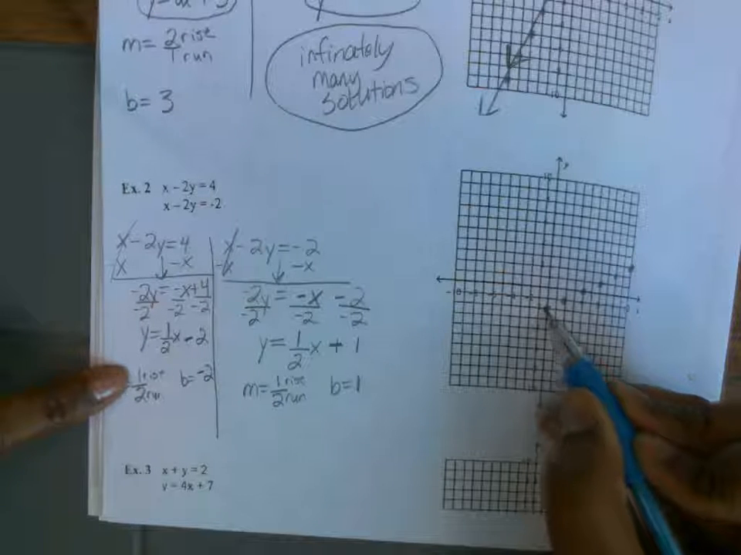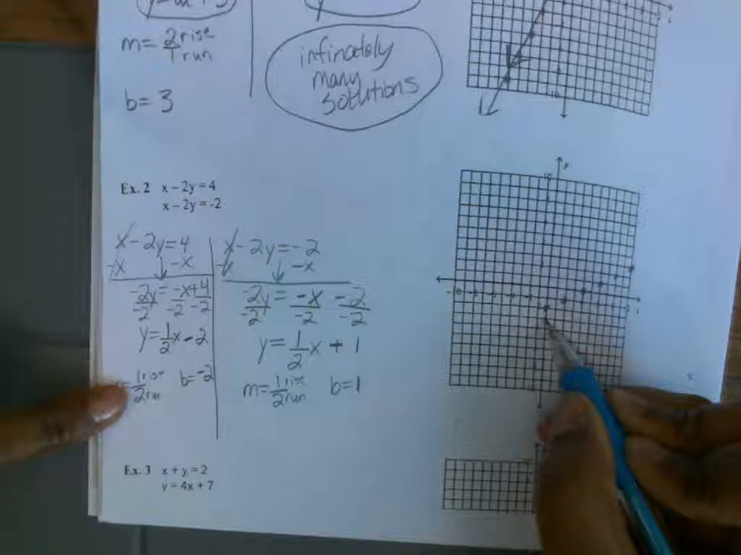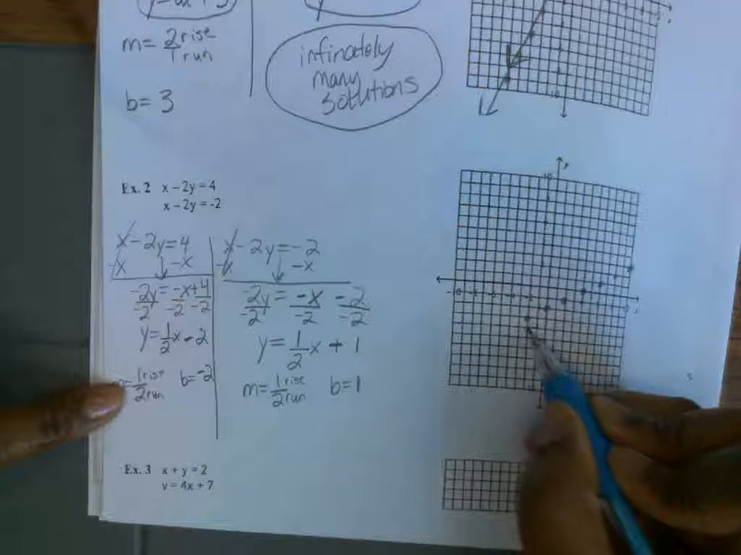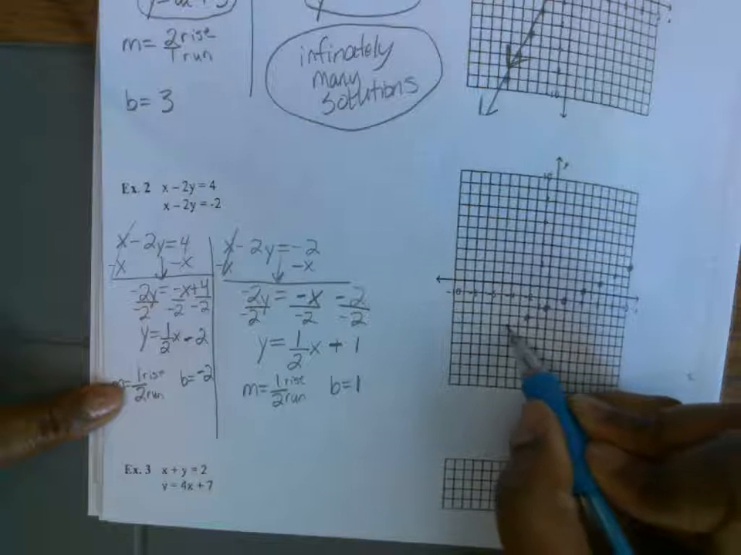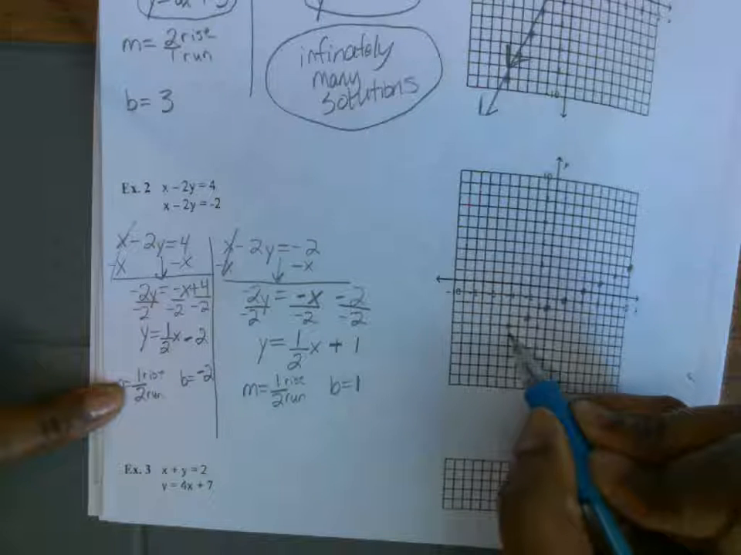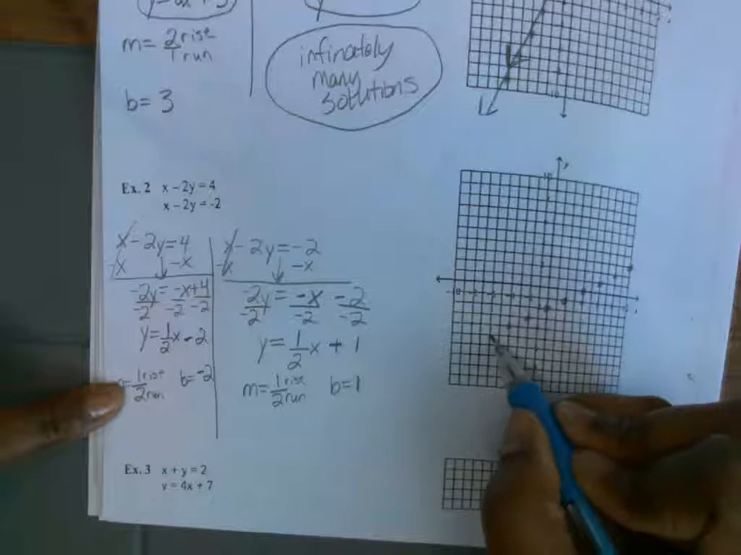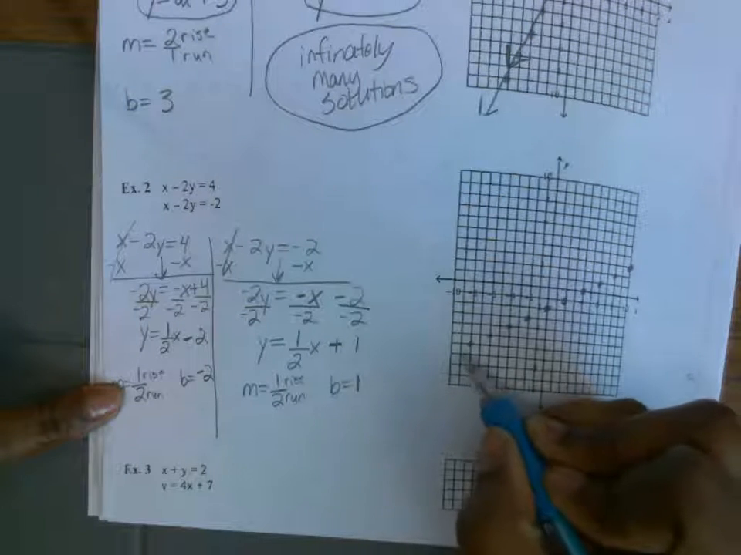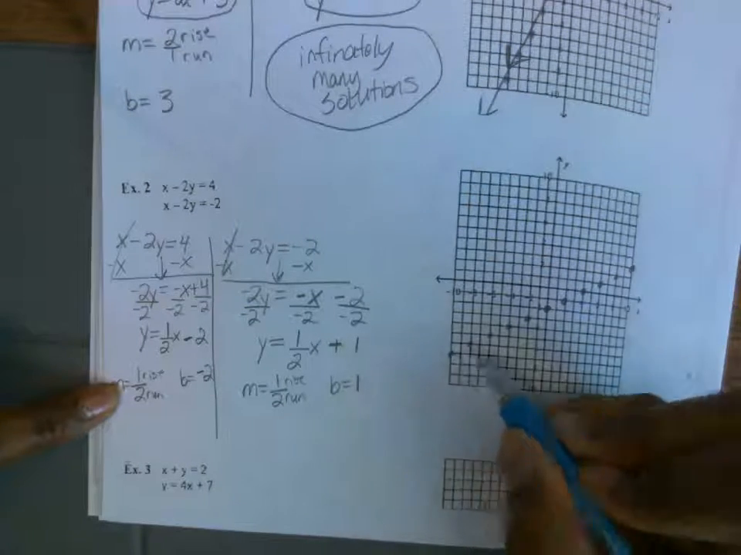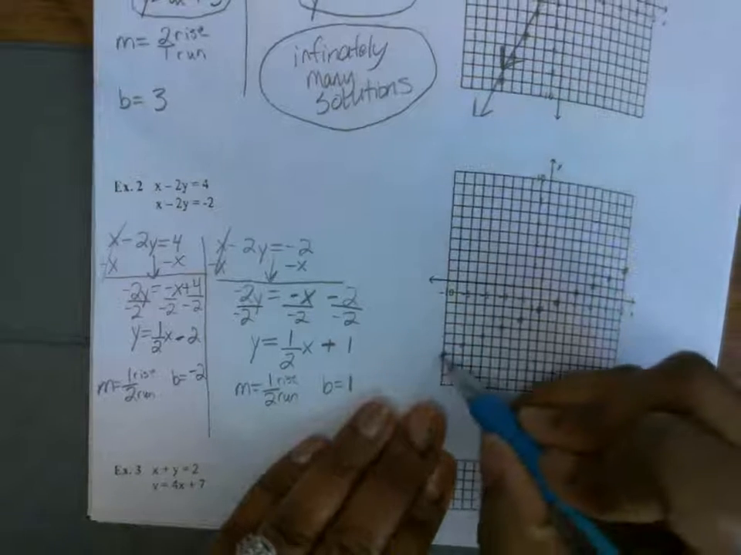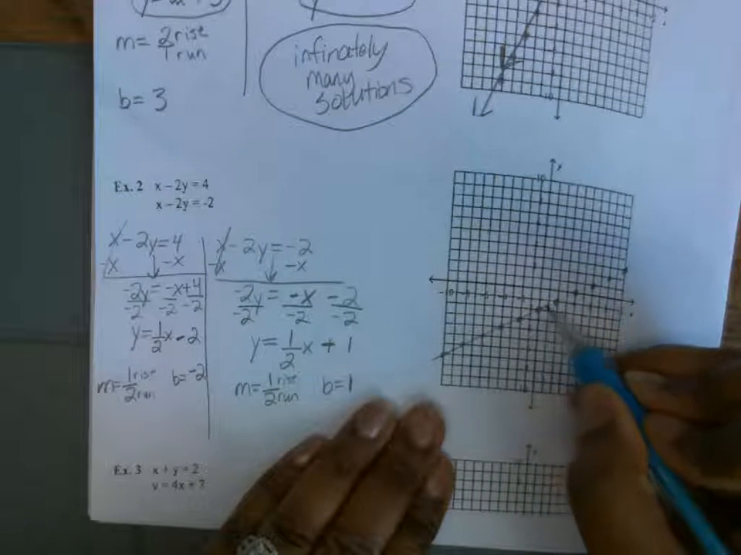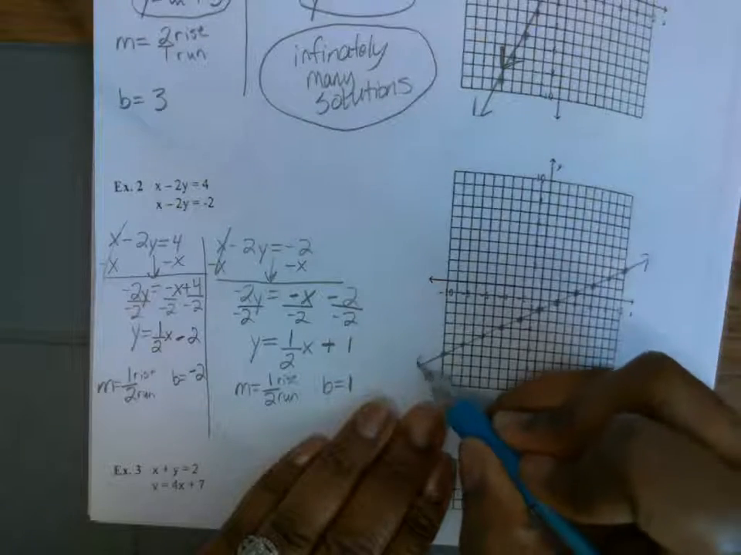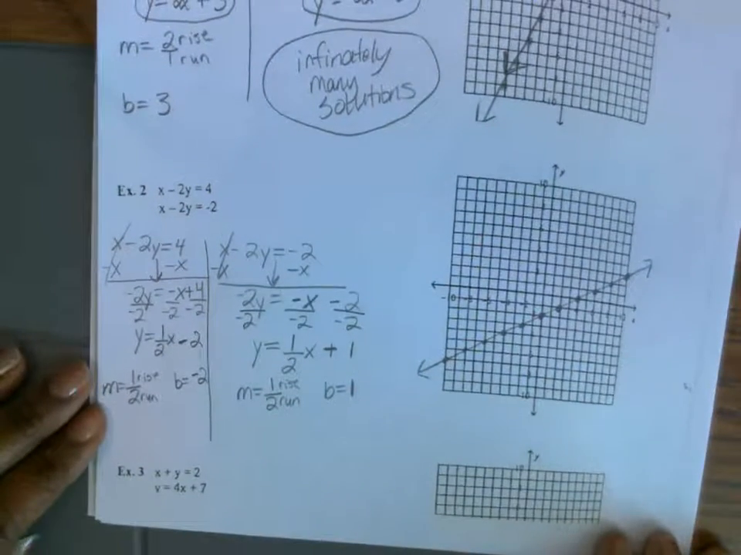Instead of going up 1, go down 1. Instead of going to the right 2, go to the left 1, 2. So that's down 1, left 2. And you follow that pattern. Down 1, left 2. Down 1, left 2. Okay, you're going to connect these ordered pairs. Make sure that you extend your line and draw arrows at the end.